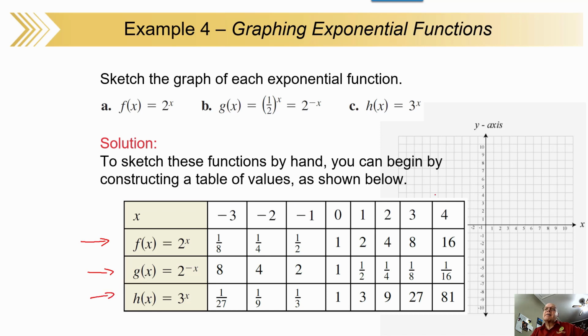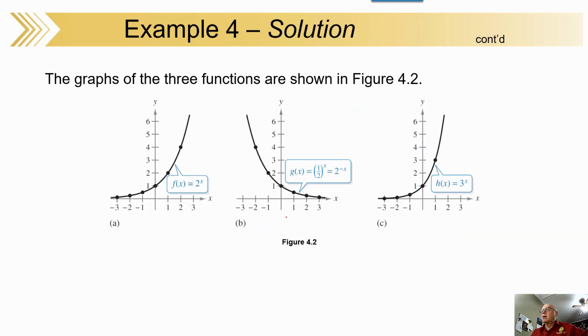And some good x's to pick. Zero is always a nice one because that makes things rather easy. Using a positive one is pretty easy usually, and negative one even. Once you get those 3 points, that sort of gives you an idea what it looks like. Add a couple more, and you're in business. Those are the 3.